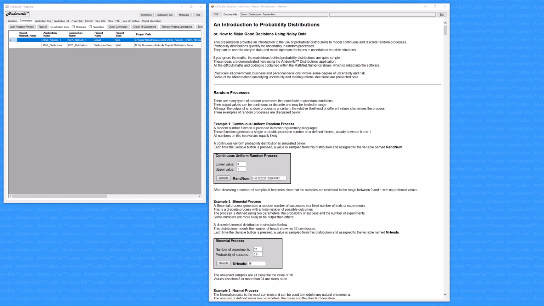These ideas are demonstrated here using the Anderville distributions application. All the difficult maths and coding is contained within the MathNet numerics library, which is linked into the software. Practically all government, business and personal decisions involve some degree of uncertainty and risk. Some of the ideas behind quantifying uncertainty and making rational decisions are presented here.